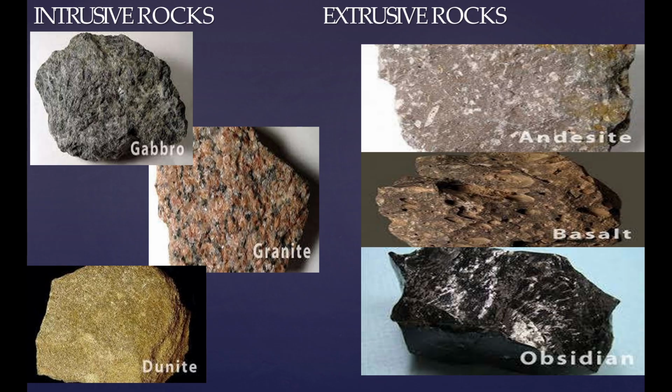And do you know, when igneous rocks are formed on the surface of the Earth, they are called extrusive igneous rocks. An example of these rocks is basalt, as we can see on the screen. Intrusive igneous rocks are those igneous rocks that solidify beneath the Earth's surface. Granite and gabbro are examples of such rocks.